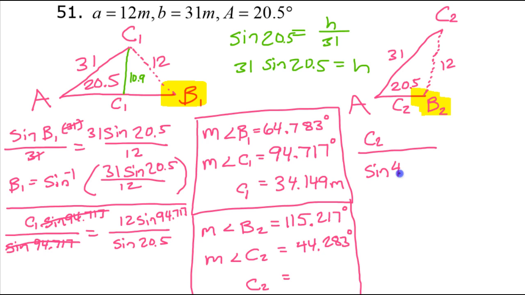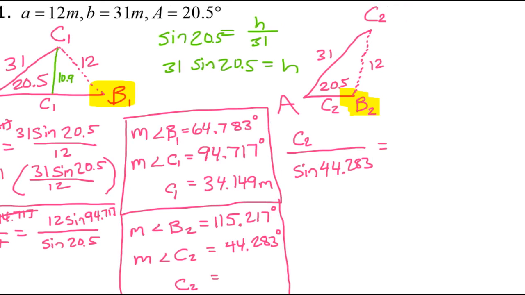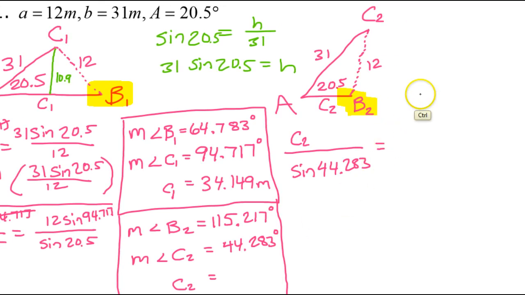So the sine of 44.283 is going to equal, and I'm going to use the 12 and the 20.5 again. So that's going to equal 12 over the sine of 20.5. I can get C2 by itself if I multiply both sides by sine 44.283.